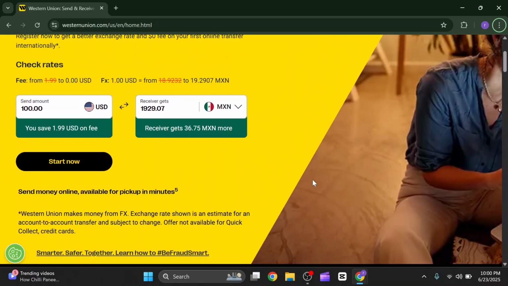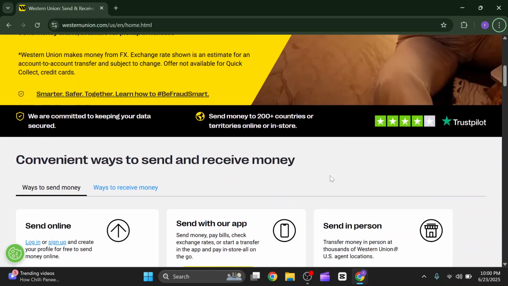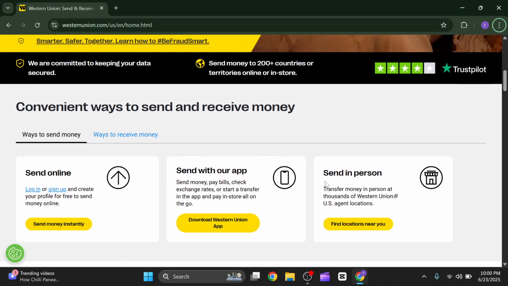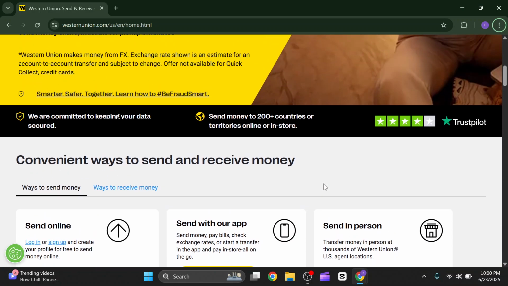There are multiple ways you can receive money from Western Union. First of all, if you want to receive money in person, you have to visit a Western Union agent in your location, and after that you have to bring valid identification, like acceptable IDs including passport, national ID or driver license, depending on your country.